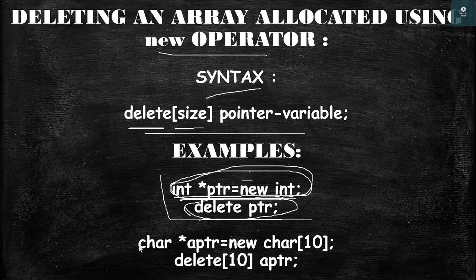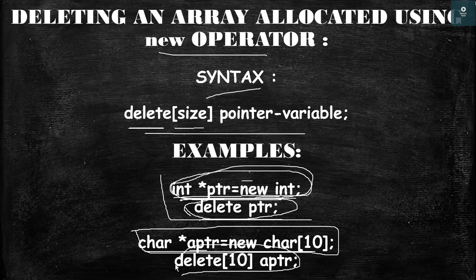Now we'll see the example of array deallocation. After execution of this line, an array will be allocated with a pointer aptr pointing to this array. And after this line, that is delete aptr, the array is deallocated, that is the memory is freed.